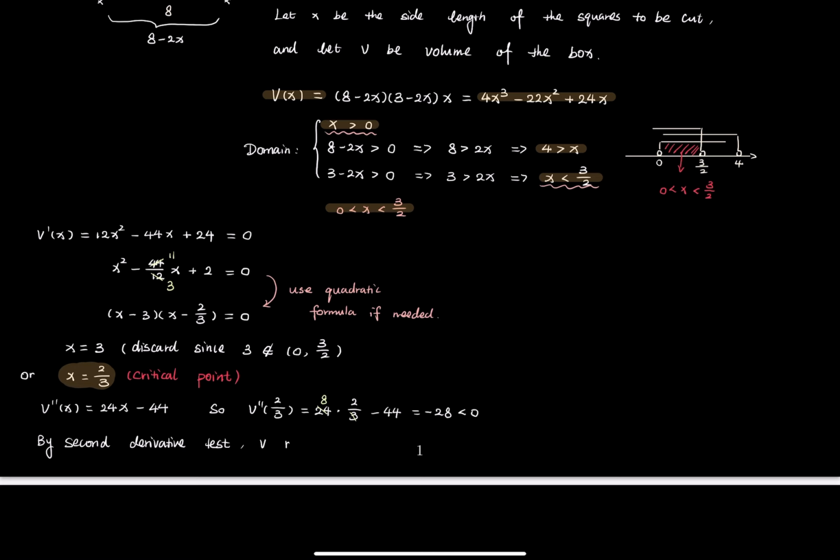By the second derivative test, we know that v reaches a maximum when x equals 2 over 3. And this is our absolute maximum because this is our only critical point, and we don't have any endpoint because this is an open interval, right?